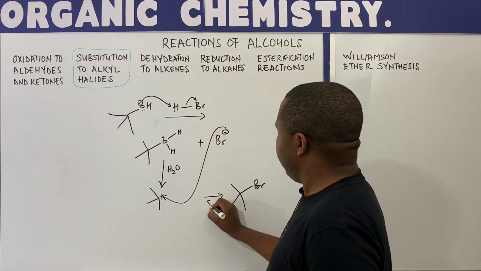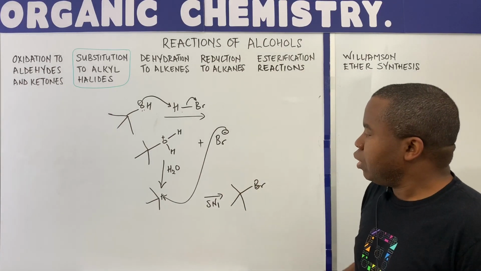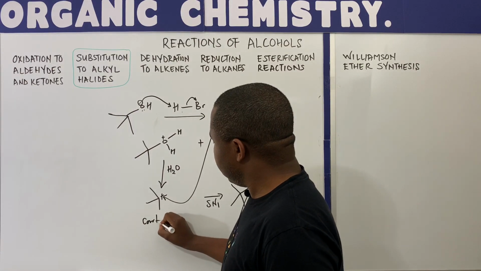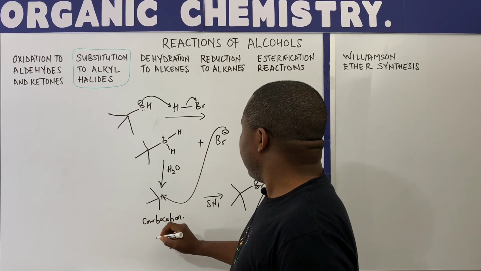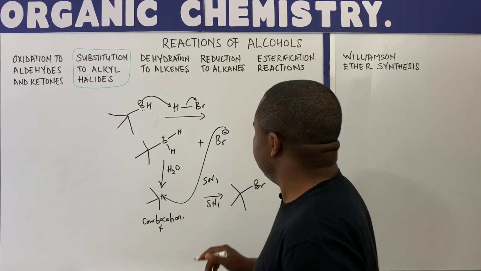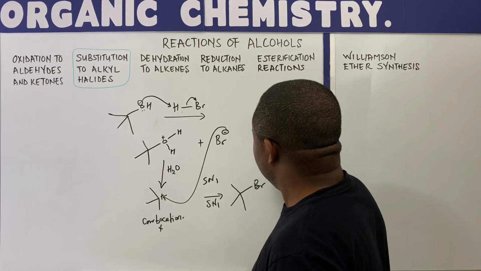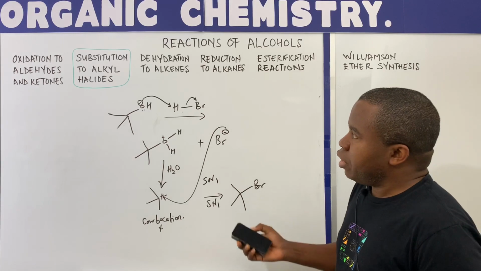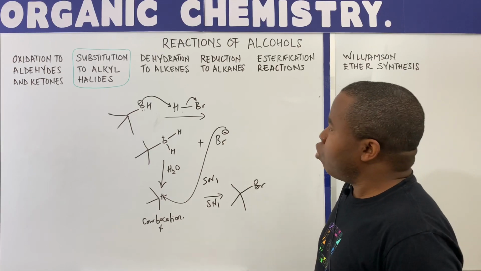and that is SN1 reaction, because the two steps happen at different times. We first formed the carbocation, and then we have the SN1 reaction, nucleophilic substitution unimolecular attack. So that's how that happens, and that is how we are able to form an alkyl halide, in this case alkyl bromide, starting from alcohol.